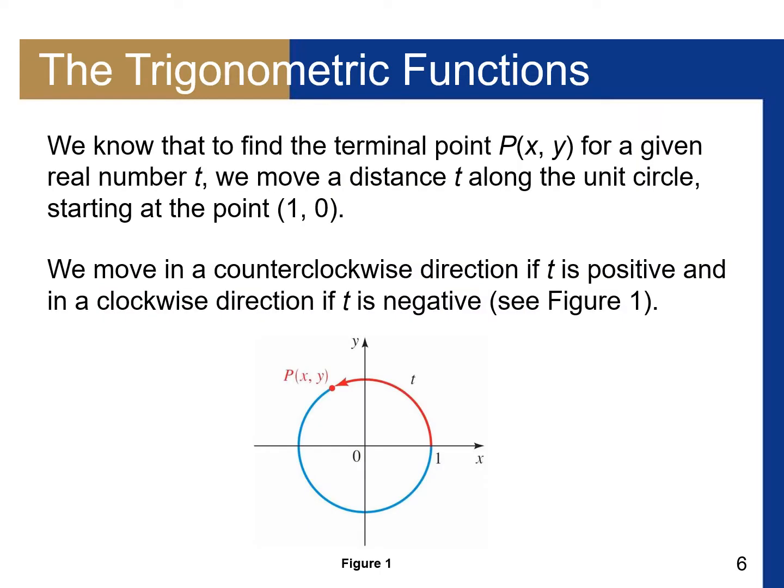Now we know to find a terminal point x comma y for a given real number, we'll move the distance along the unit circle, and we start at 1, 0, right here as we looked at in the last section. And we can move counterclockwise if it's positive and clockwise if it's negative.